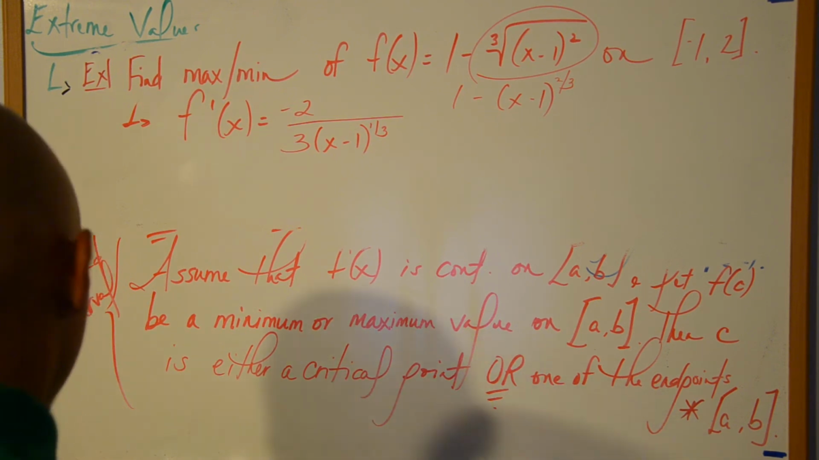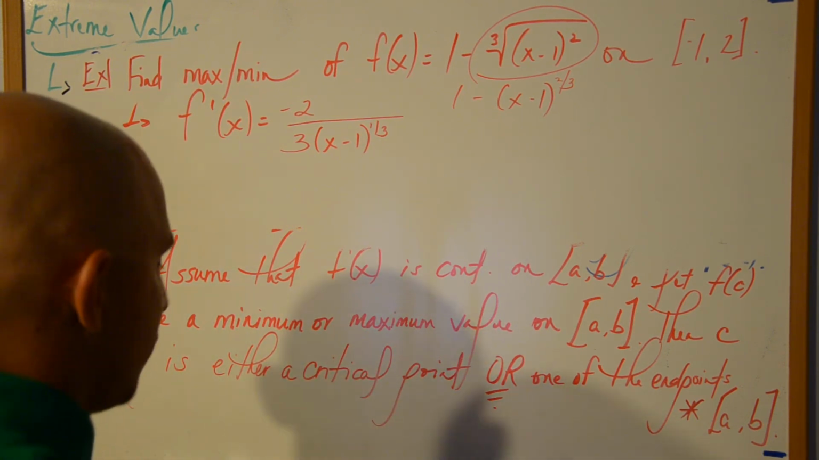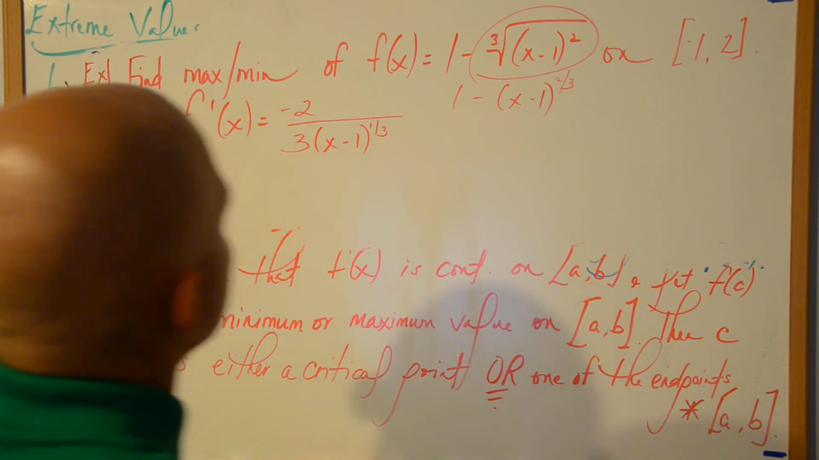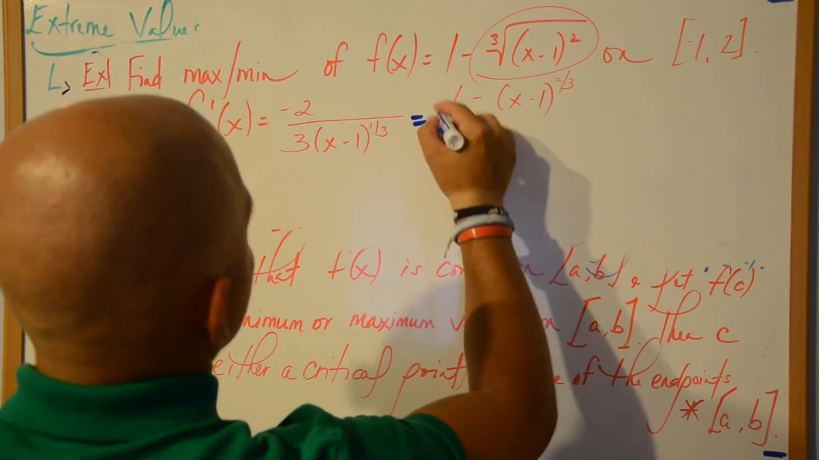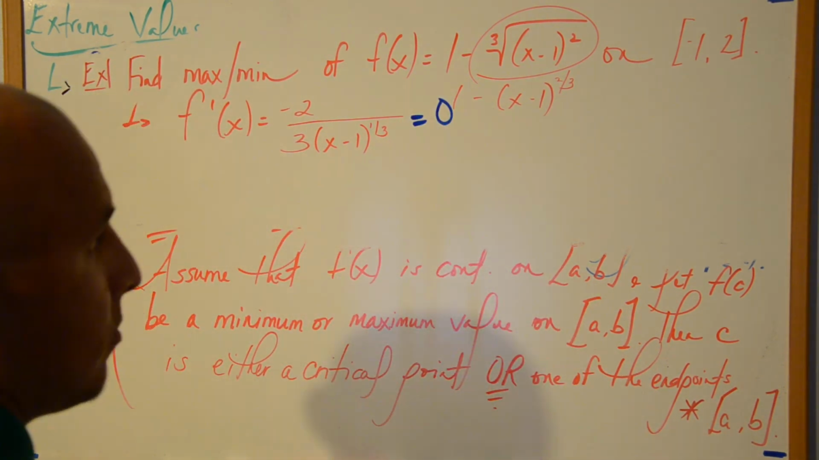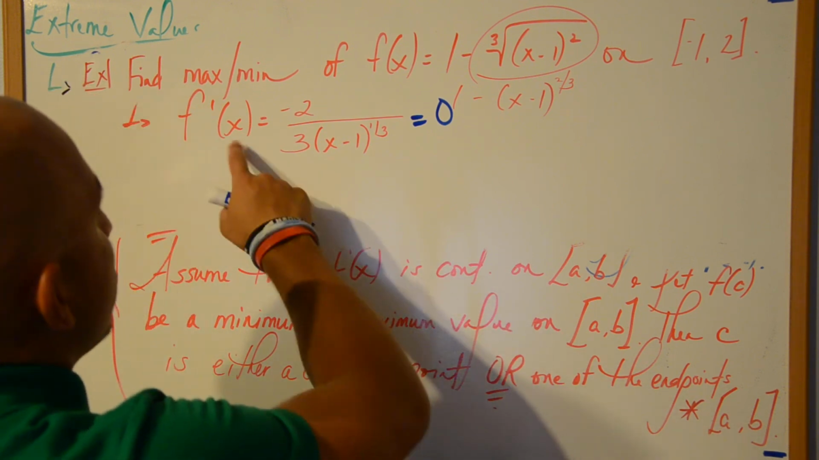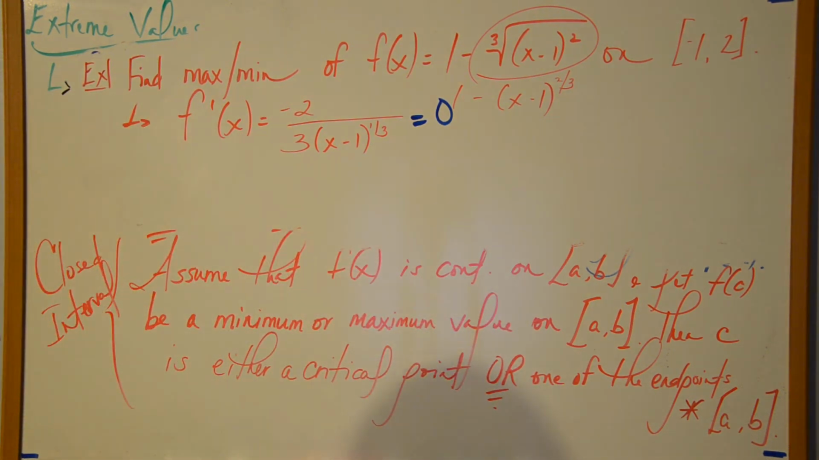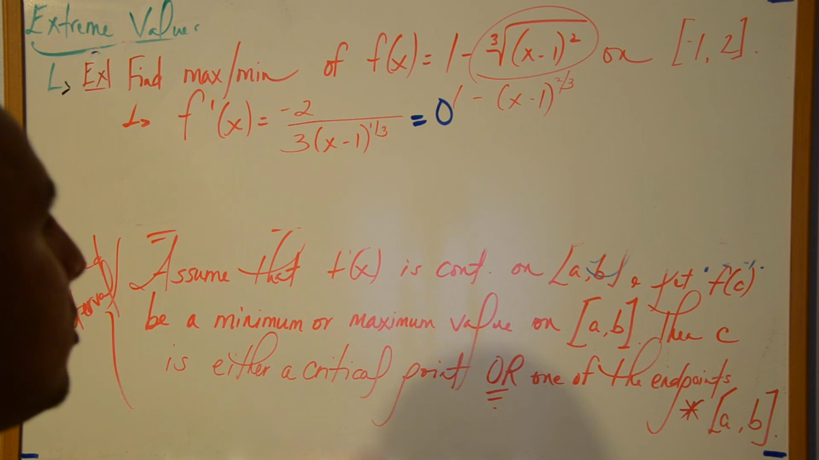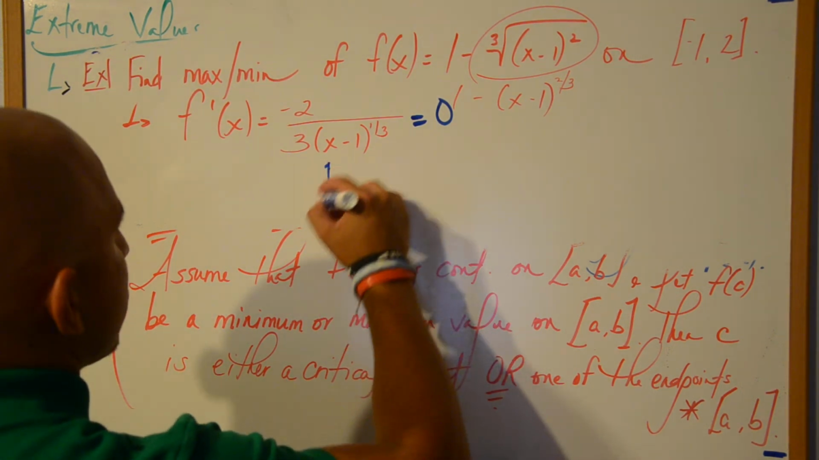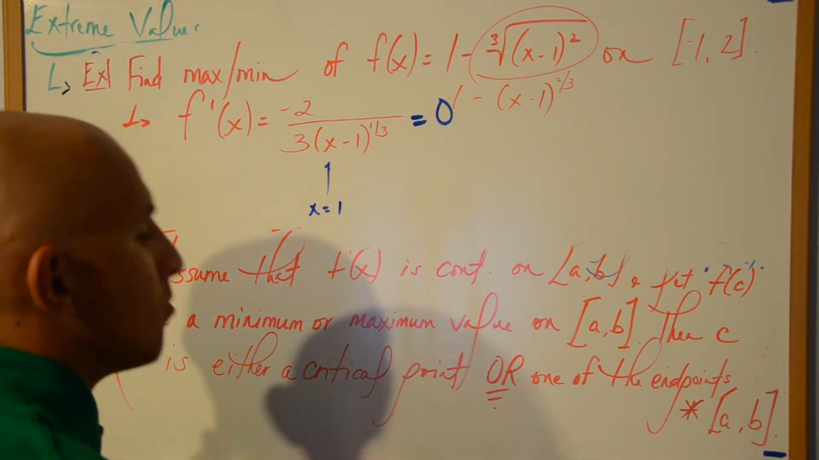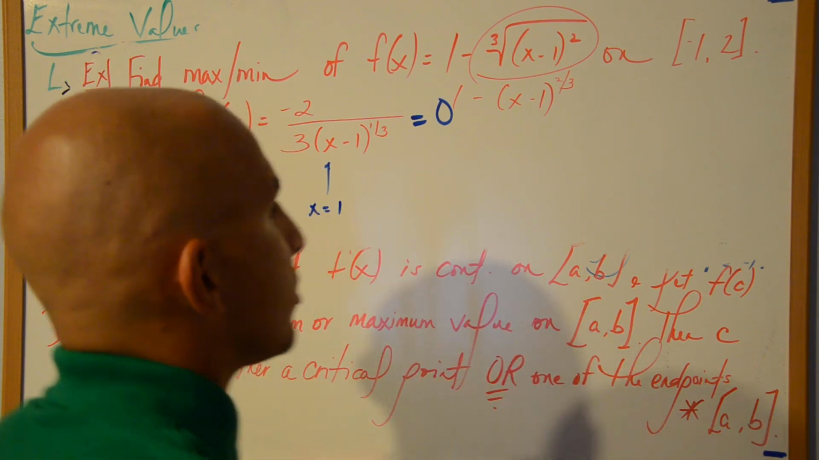And we want to set this, let me do a different color for you visual guys and girls, equal to 0. You should be able to tell that there are no values of x such that the derivative will be equal to 0. But what makes this function undefined? Well, x equals 1. So we must test that point.